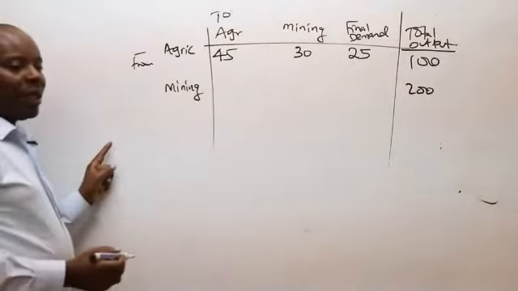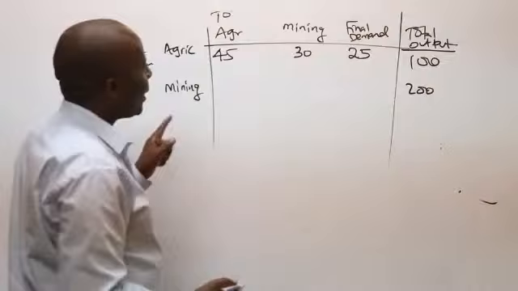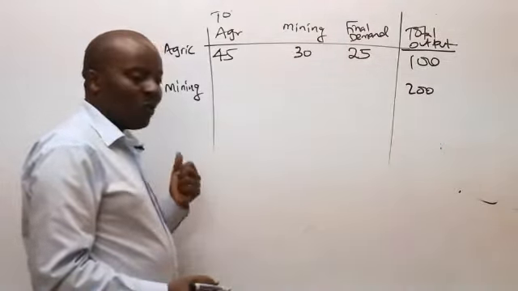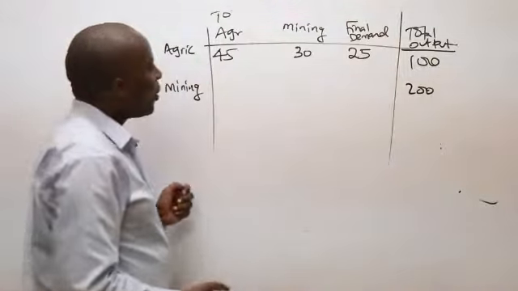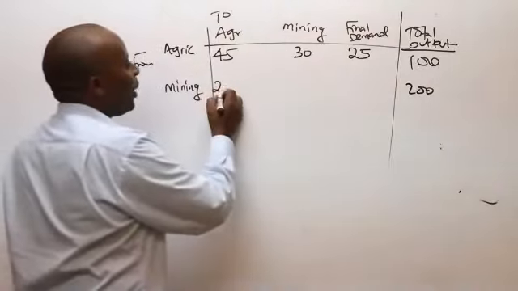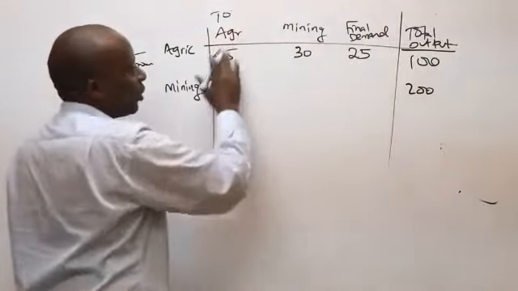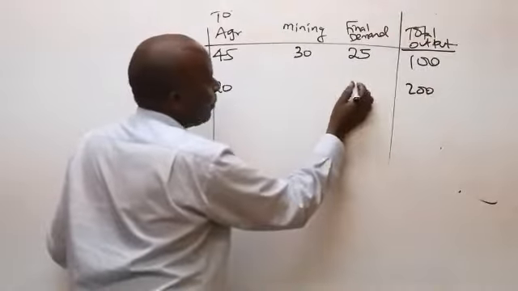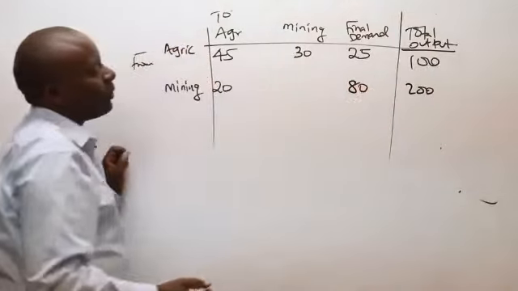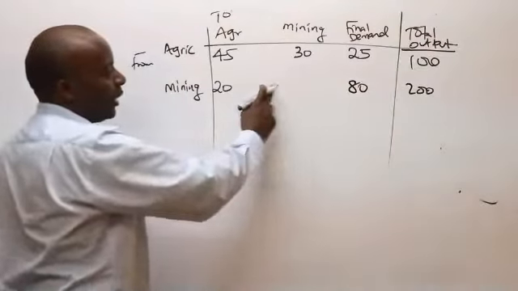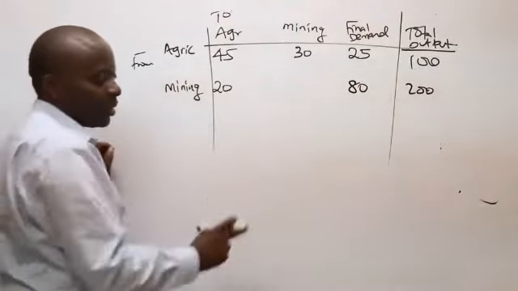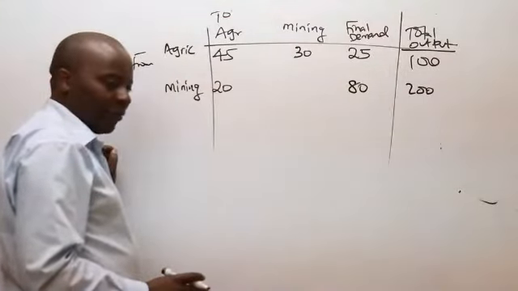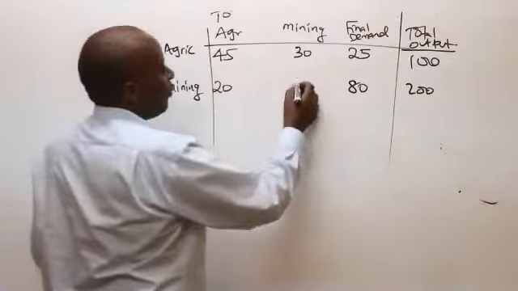Now mining also sent some things to agriculture, for example in the form of fertilizers. We need limestone when making fertilizers, right? So mining sent 20 to agriculture. Mining for final consumption, perhaps 80. So what remains for mining alone is the balancing figure.